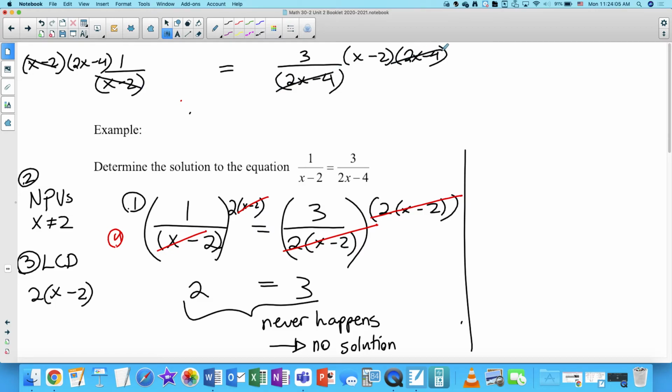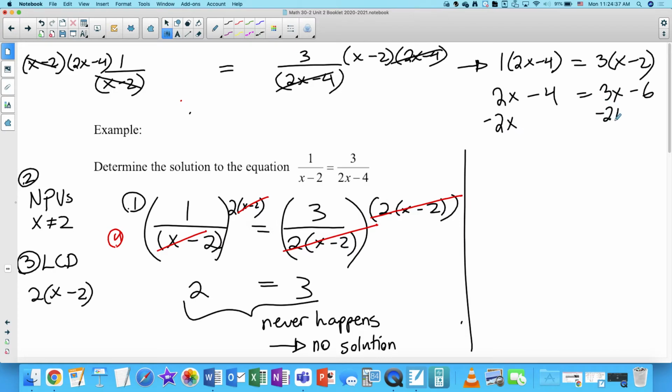On the left-hand side, we've got 1 times 2x minus 4, and on the right-hand side, we've got 3 times x minus 2. If I expand, this is still just 2x minus 4, and this side is now 3x minus 6. I'm going to subtract 2x from both sides, and I get negative 4 equals x minus 6. Then I add 6 to both sides, and I get x equals 2.